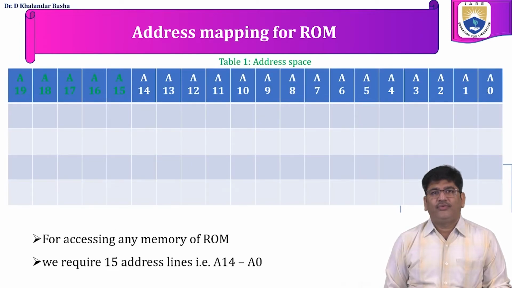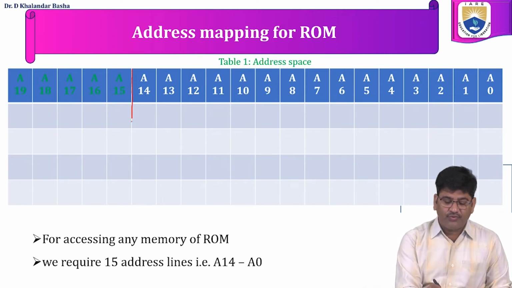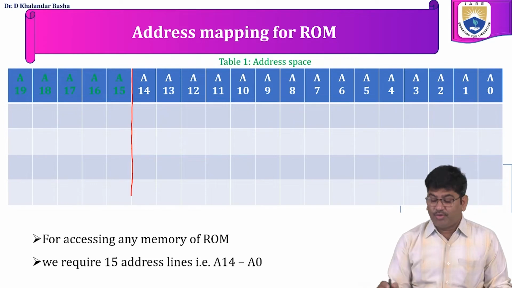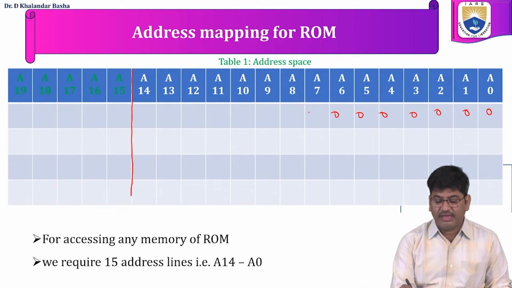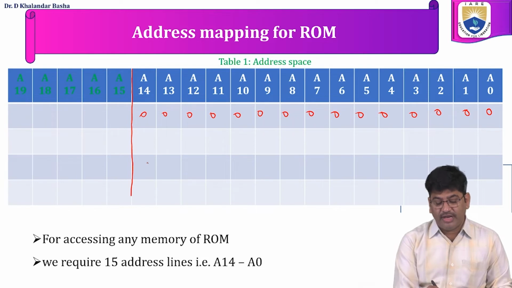Now for finding out the address mapping for ROM, in the given ROM blocks we require 15 address lines, that is A0 to A14. This address space is required for accessing any memory location of the ROM blocks. For each and every bit, we can provide the value 0 to get the minimum address, and the maximum address we will get by providing each and every bit as 1.